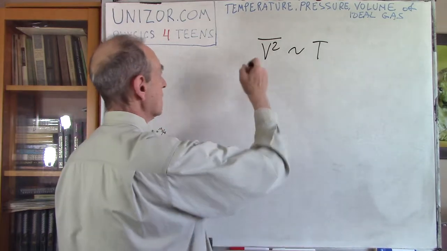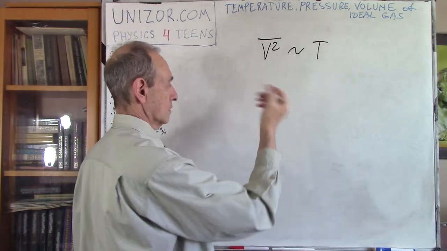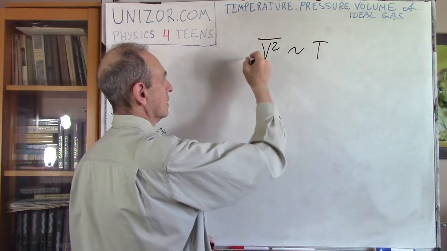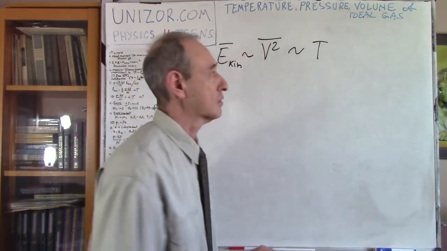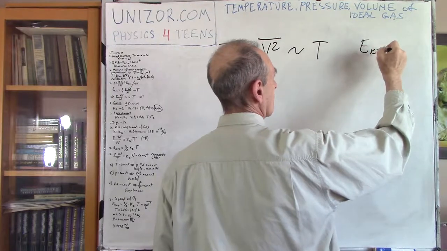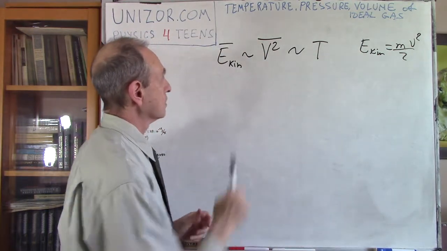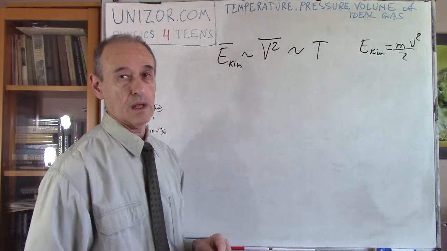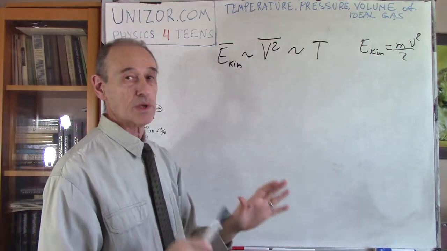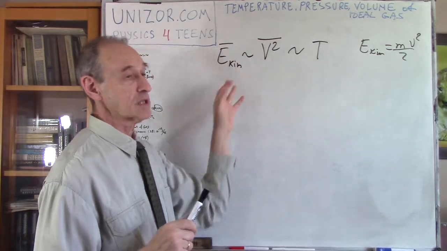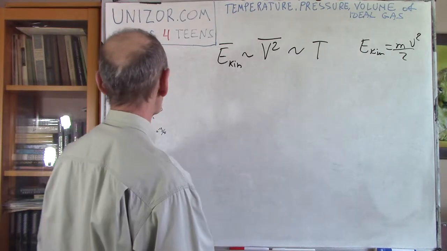Now, at the same time, we can say that if our molecules are of the same mass, then it's obviously proportional to the average kinetic energy of all the molecules, because kinetic energy, as we know, is equal to mv squared over 2, right? So it's very important right now to connect this and this. So kinetic energy is proportional to the temperature. And again, we're talking about absolute temperature and kinetic energy, obviously also starting from zero whenever the speed of the molecules is zero.